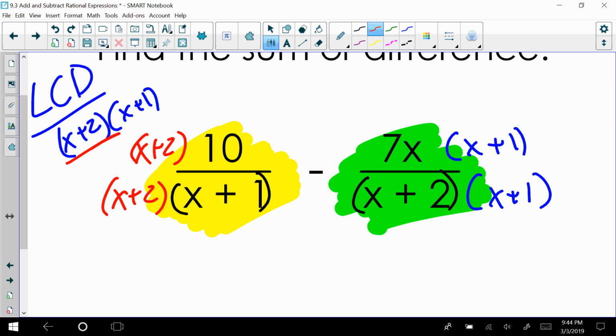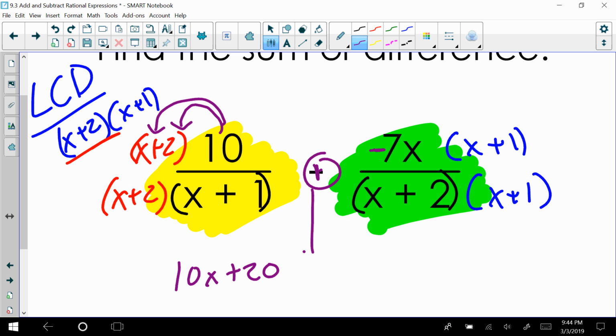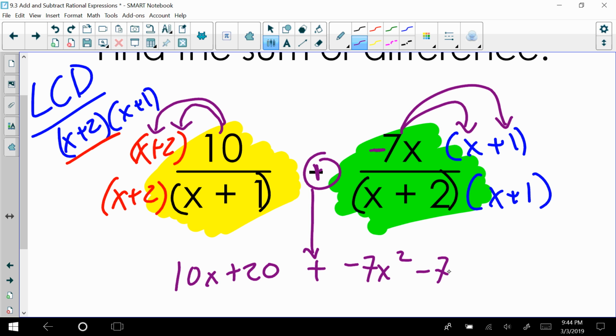Okay. Now when we go to do this, before I subtract, I think I'll put a plus, a minus 7 here. And here's what you do. You're going to distribute this. So what will that give me? That'll give me 10x plus 20. Plus, right here, this is getting dropped down, plus, oh, now distribute this. That's a negative 7x squared. And then that's a negative 7x.